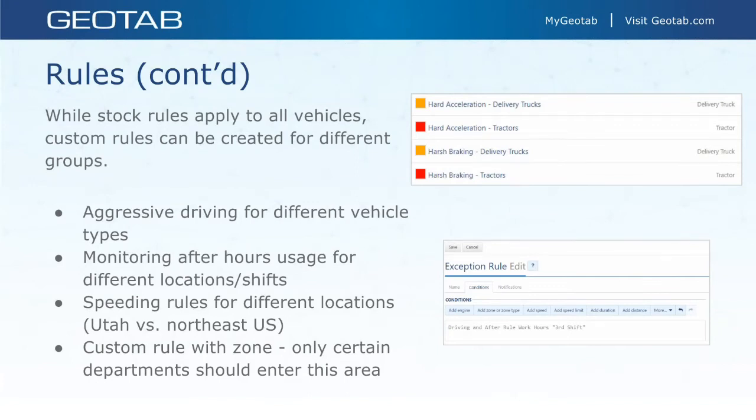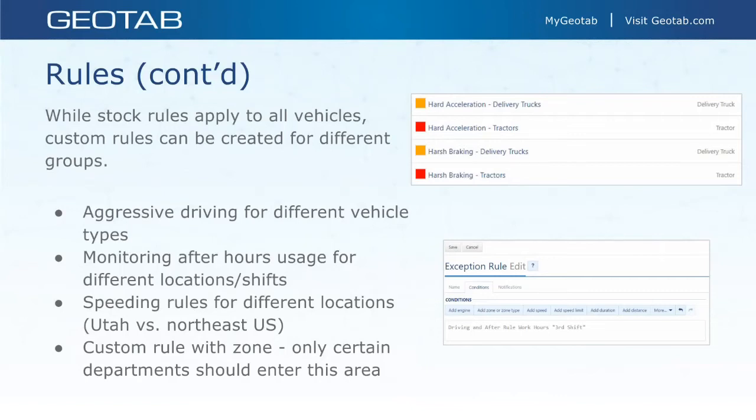Another example, maybe you want to monitor after hours usage for vehicles in different locations, different time zones, or that are in different shifts. Maybe you have speeding rules for different regions within the US. So for example, we're out here in the Southwest, parts of Nevada and Utah, the speed limit is 75 or even 80 miles an hour. In the Northeast US, you're probably not going to see that too much.